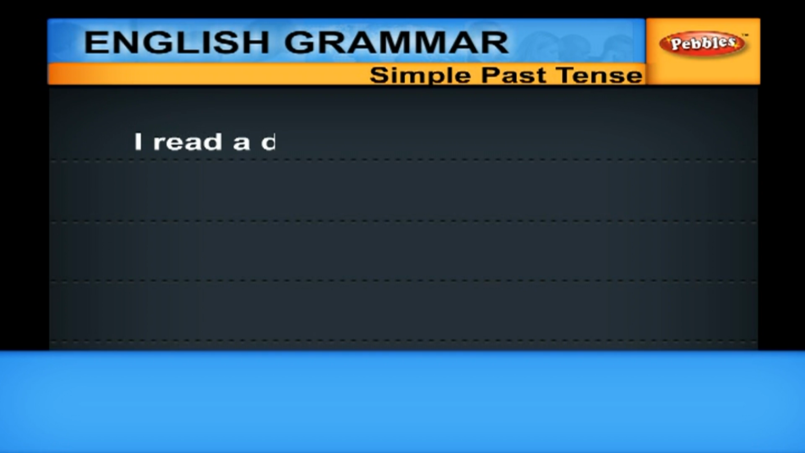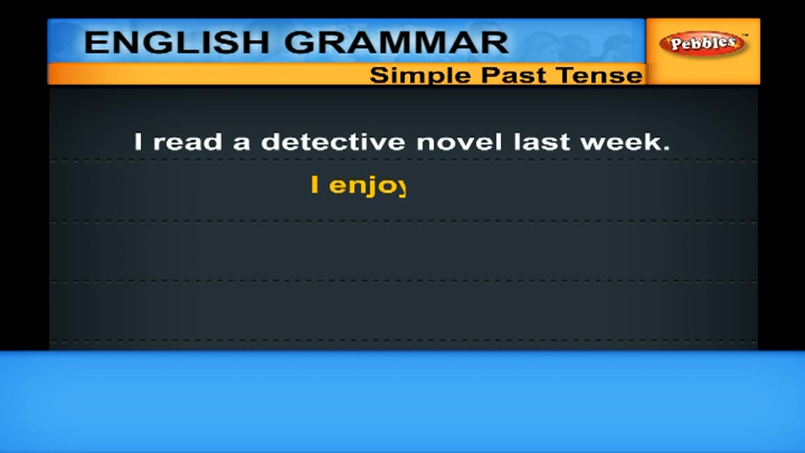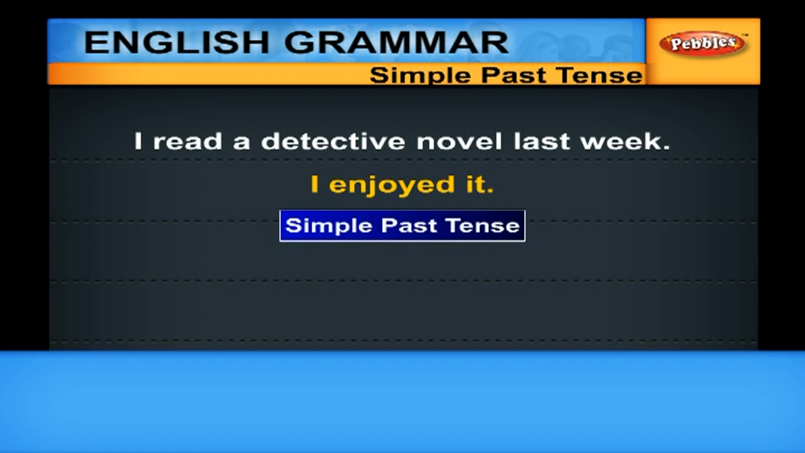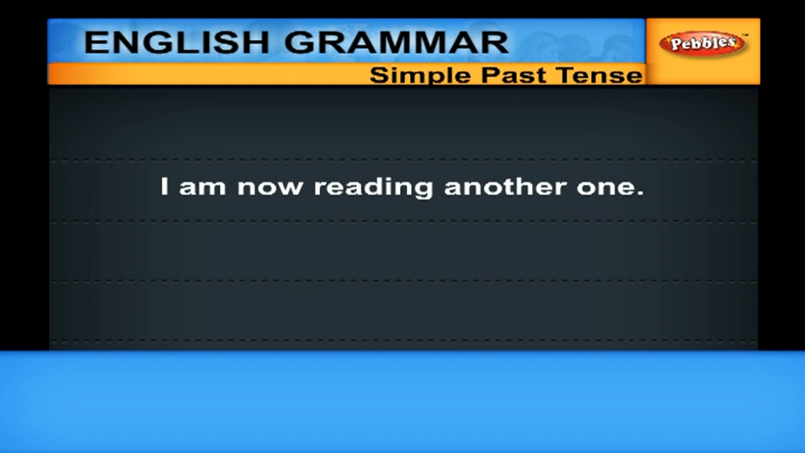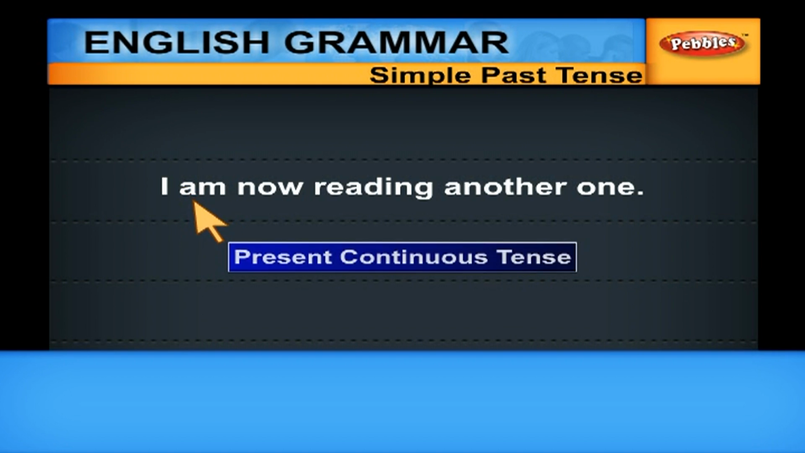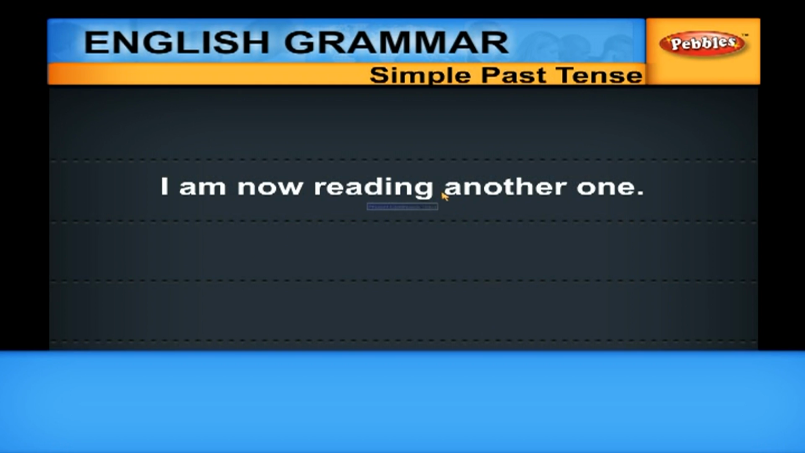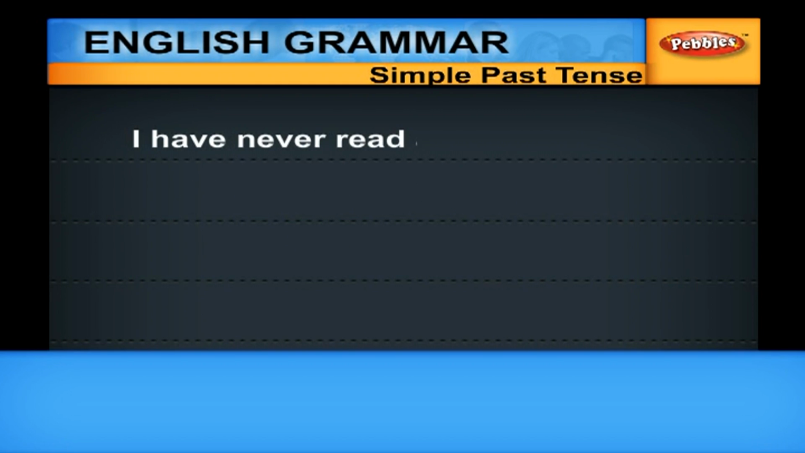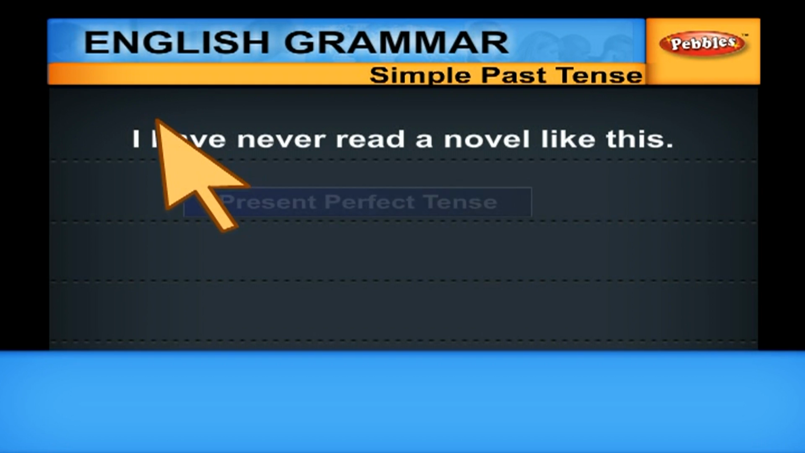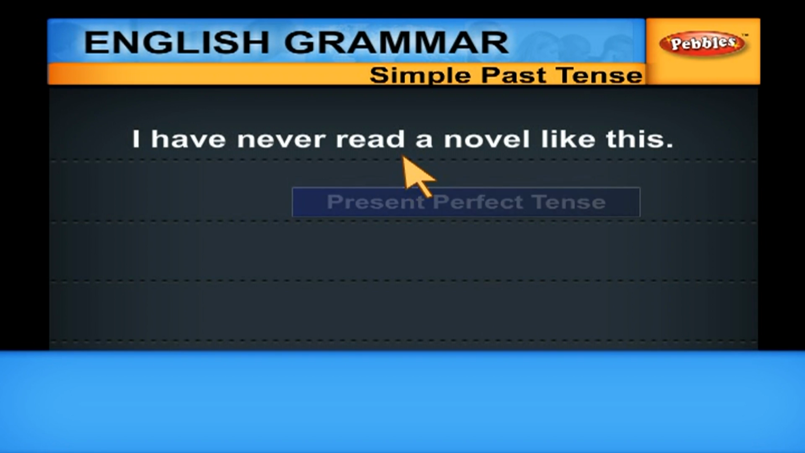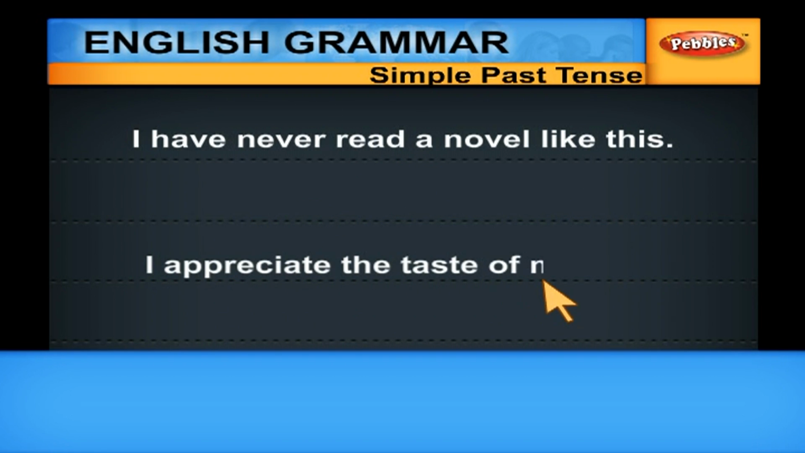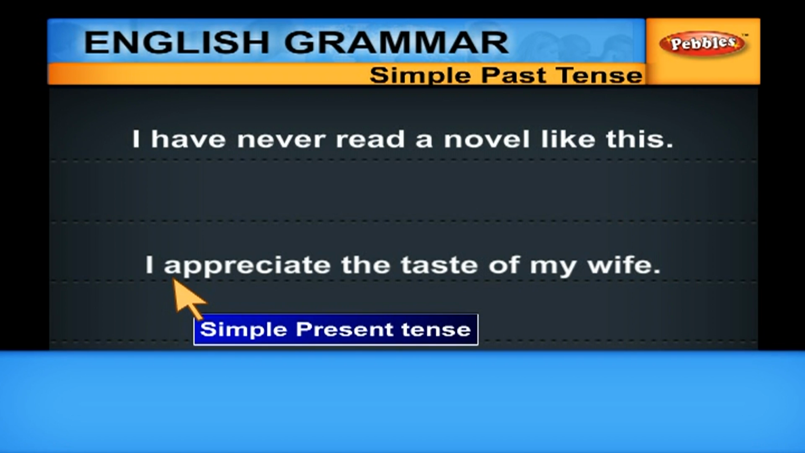I read a detective novel last week. I enjoyed it. Now, what tense is it? Past tense and past tense, which is read and enjoyed. I am now reading another one. Now, this is in present continuous tense. I have never read a novel like this. This is in present perfect tense. Let me give you another example. I appreciate the taste of my wife. Simple present tense.